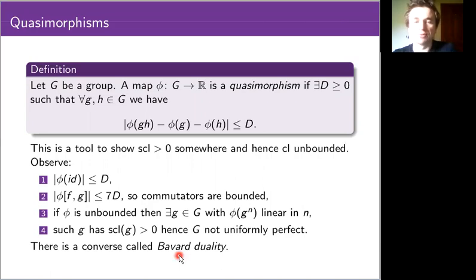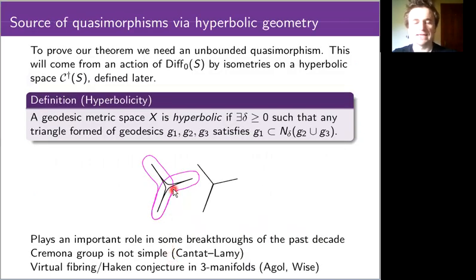So if you have a group where you suspect an element has positive SCL, then there should be an unbounded quasimorphism proving that. But in general, it's very hard to find such quasimorphisms. Now, there are three main sources of quasimorphisms in mathematics. You get them from dynamics, symplectic geometry, or geometric group theory. Today, we're doing very much geometric group theory, because we're acting on a hyperbolic space.